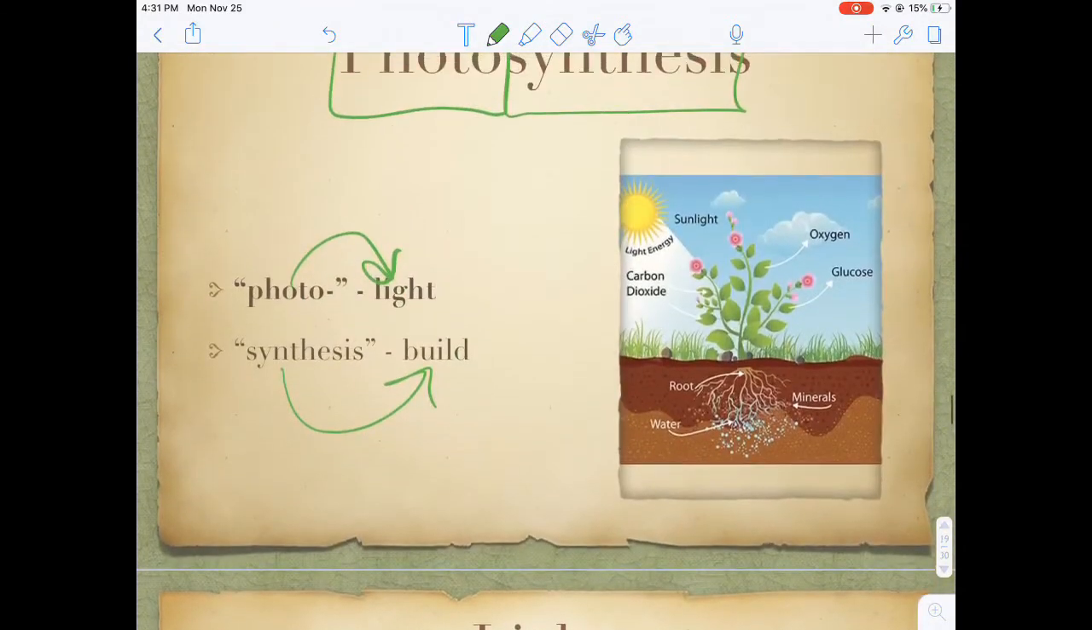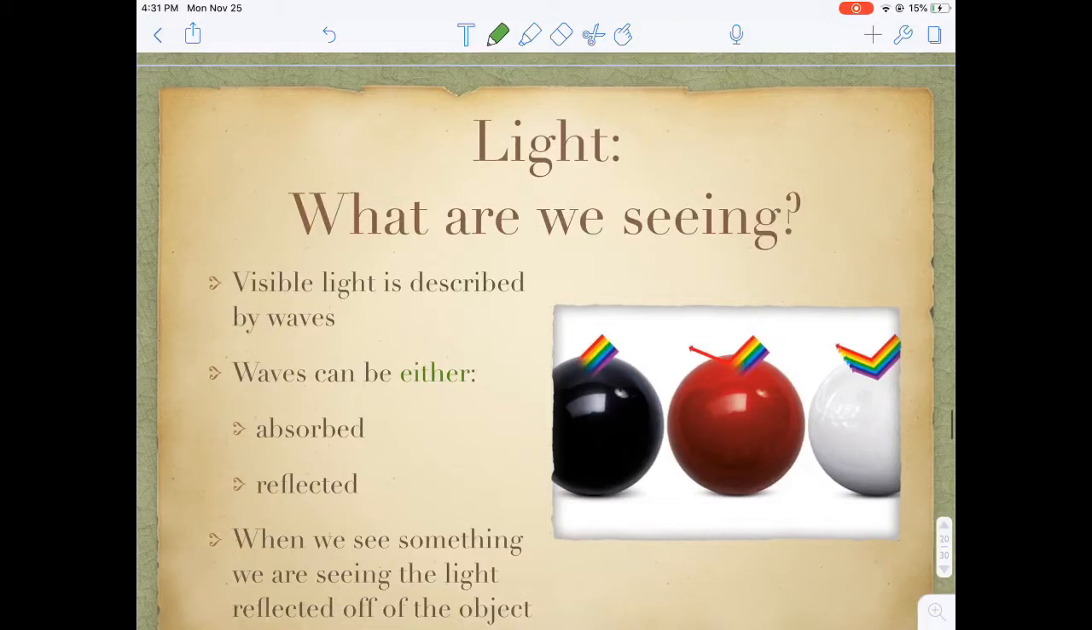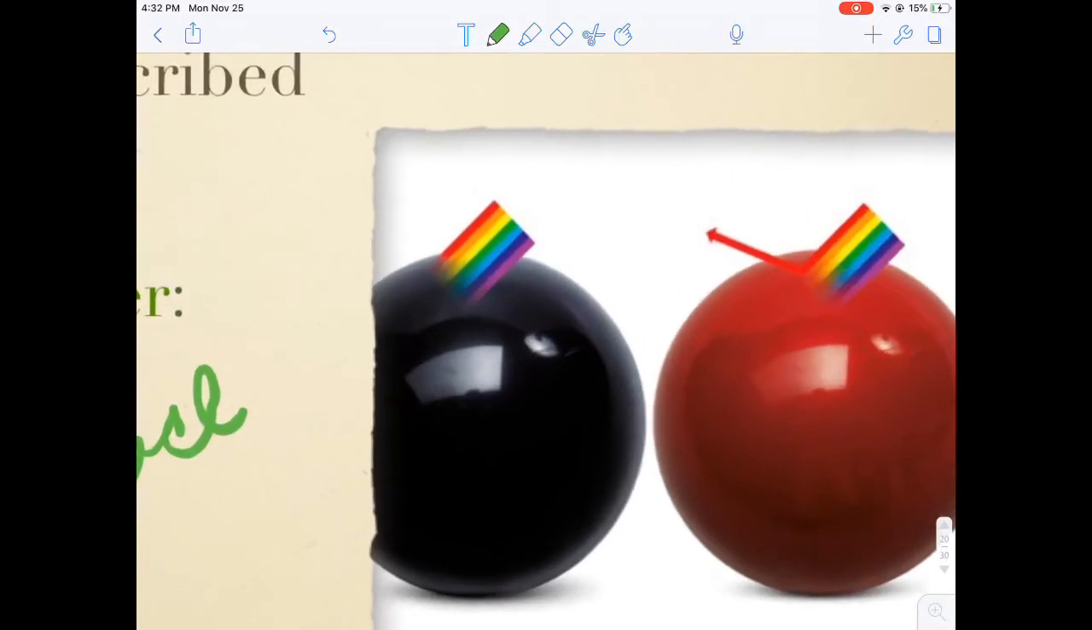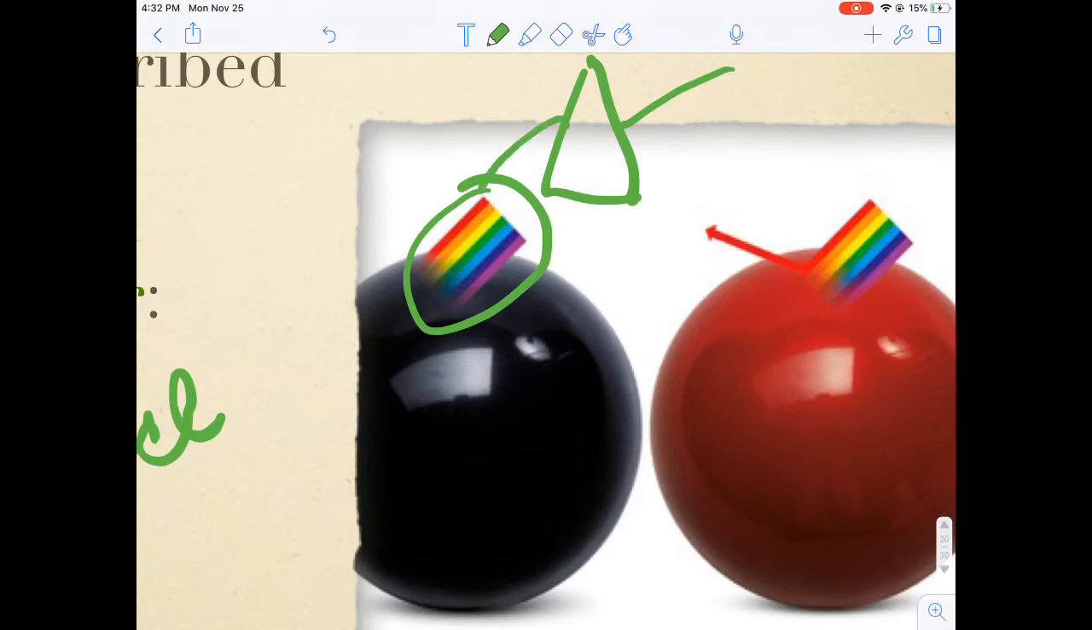All right, so we're going to focus on the photo part, understanding how light is involved in photosynthesis. So the first thing we have to understand is what the nature of light is. Light is described by waves, electromagnetic waves, and these waves are either absorbed or reflected by whatever surface they hit. Okay, so right here, we've got all of these different waves. How many of you have ever seen a prism before? You shine light through a prism and then you get the whole rainbow effect coming out.